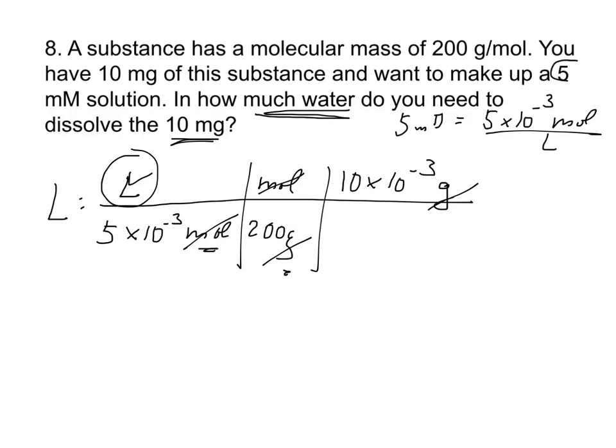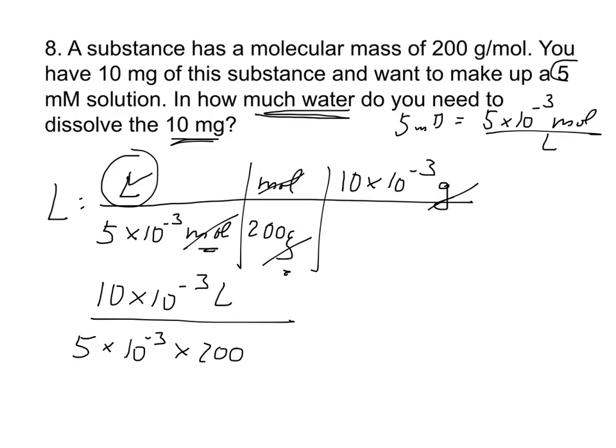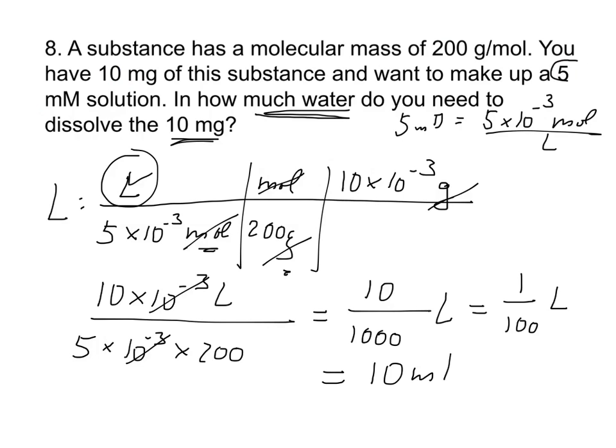So that gives us 10 times 10 to the minus 3 liter divided by 5 times 10 to the minus 3 times 200. Now that cancels out against that. So we have 10 over 1000. The unit is liter, and that would be 100th of a liter, and that would be the same as 10 milliliter.